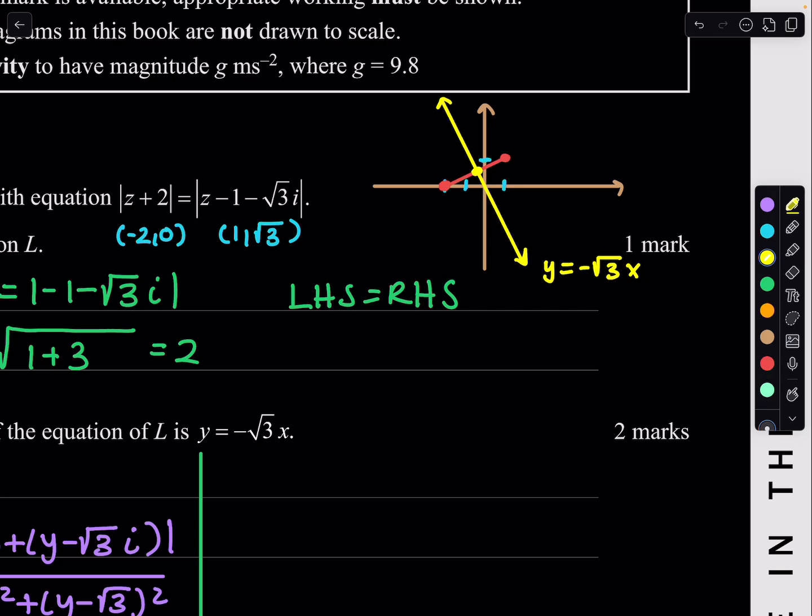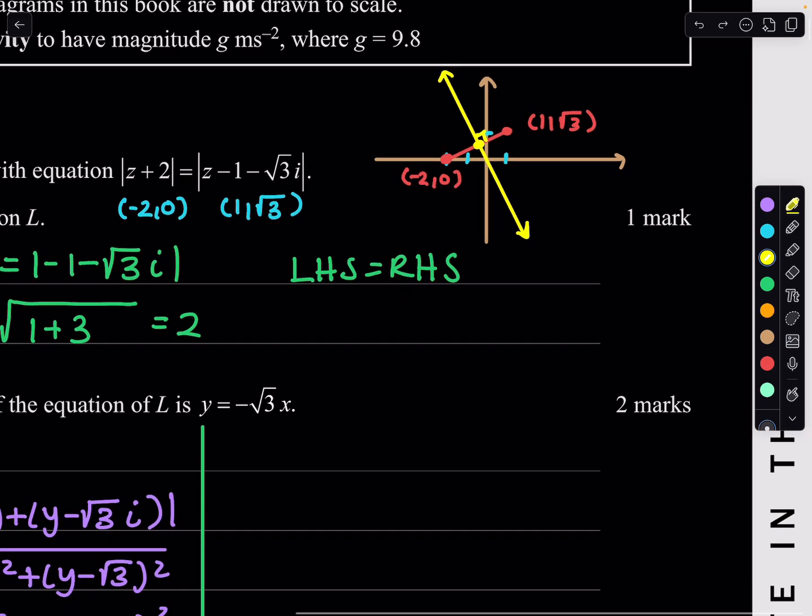So how can we show this is the equation? Well, the easiest way is to get some basis for it. I know the coordinates of these. I know that's (-2, 0) and I also know this is (1, root 3). Because it's a perpendicular bisector, these are perpendicular, meaning if I find the gradient of this red line and find the perpendicular gradient, which is just negative 1 over m, I will find the gradient of this yellow line. That's the goal. So let's do that.